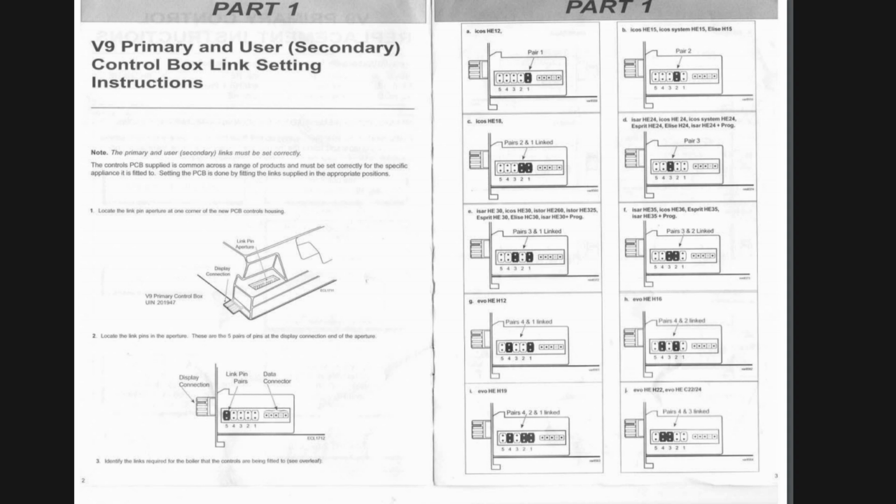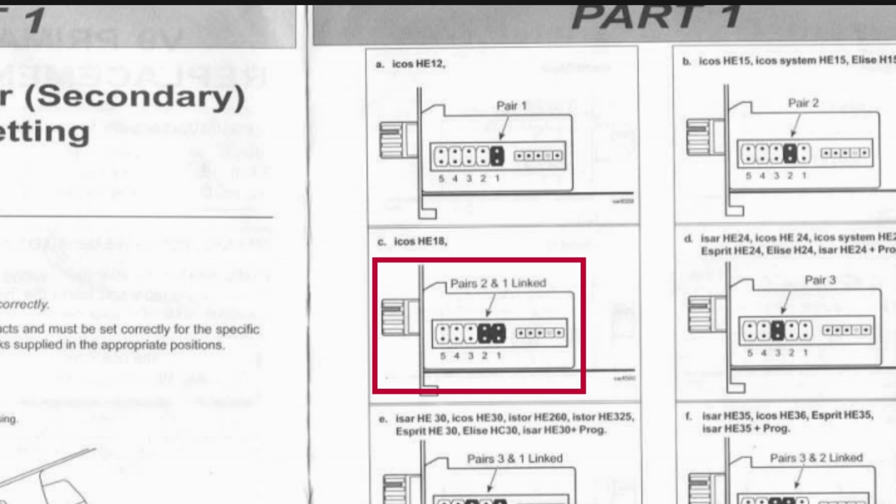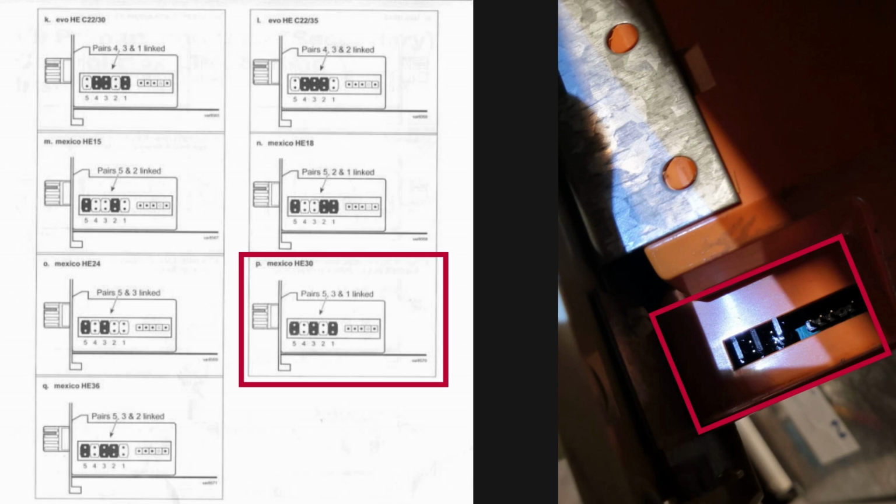I'll give you an example. An HE12, sorry, ICOS needs only one pin header, and you put that into slot one. An HE18 only needs two pin jumpers. You just put them in the first two pins. Now for my case, I have a Mexico HE30, so you need to put one in slot 5, slot 3, and slot 1. And as you can see here in the new PCB I've installed, I have three jumpers put into the correct headers.